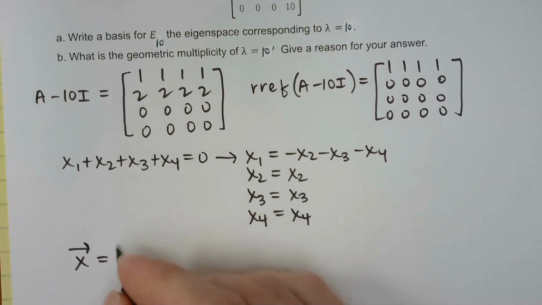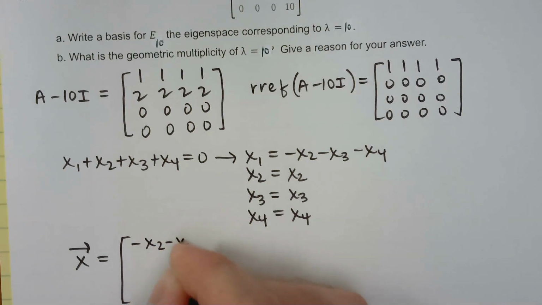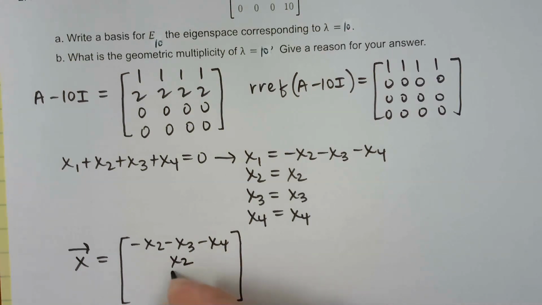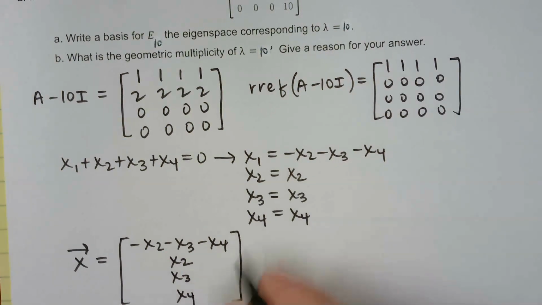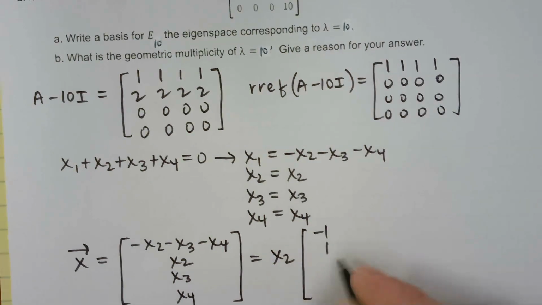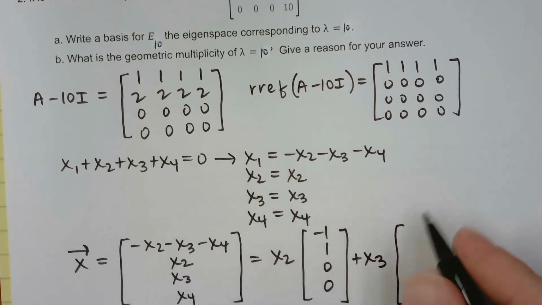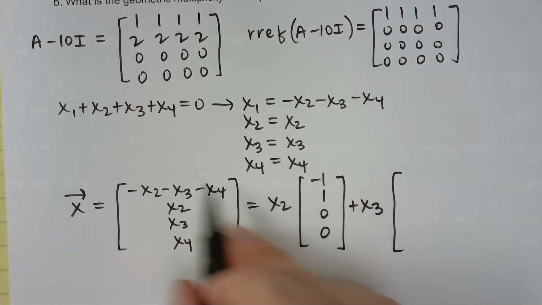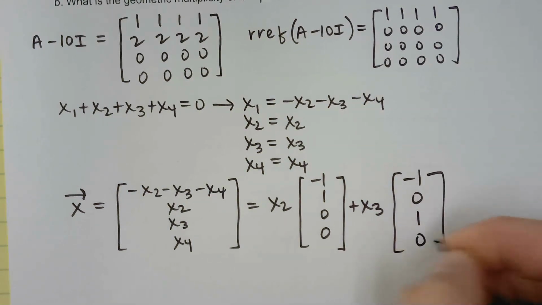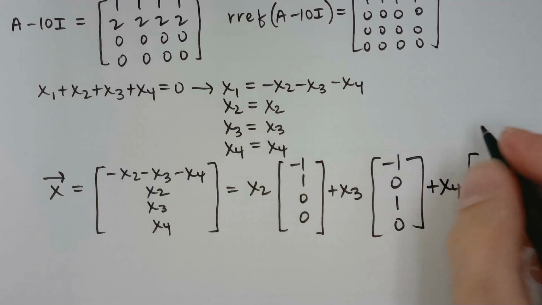Now, if we're writing a basis for the eigenspace, I'm just going to write out all the steps since I'm here doing these problems right now. x1 was equal to negative x2 minus x3 minus x4. x2, x3, and x4 are free variables, and so I could factor out the x2, the x3 and the x4 and write it as a combination. So x2 times negative 1, 1, 0, 0, plus x3 times negative 1, 0, 1, 0, and then x4 times negative 1, 0, 0, 1.